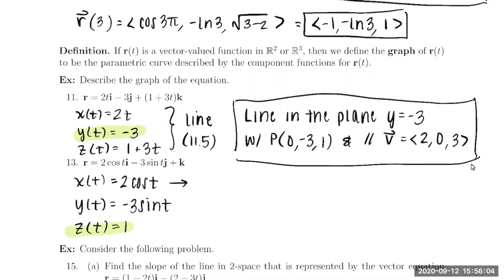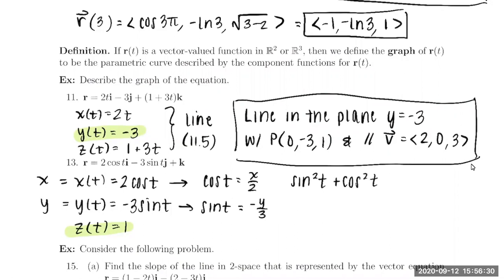Let me just think of x of t as x and y of t as y. So I'm going to say that cosine of t is x over 2, and similarly sine of t is -y over 3. Now recall the Pythagorean identity that says that sine squared t plus cosine squared t equals 1. So if I square both these sine and cosine expressions, what I get is y squared over 9 plus x squared over 4 equals 1.